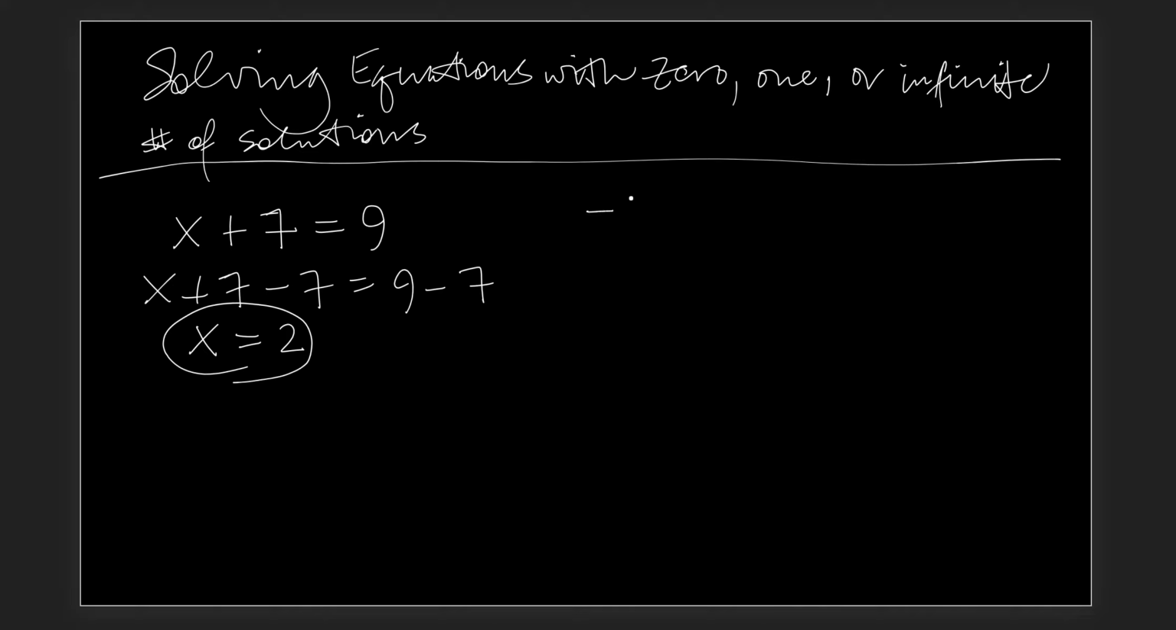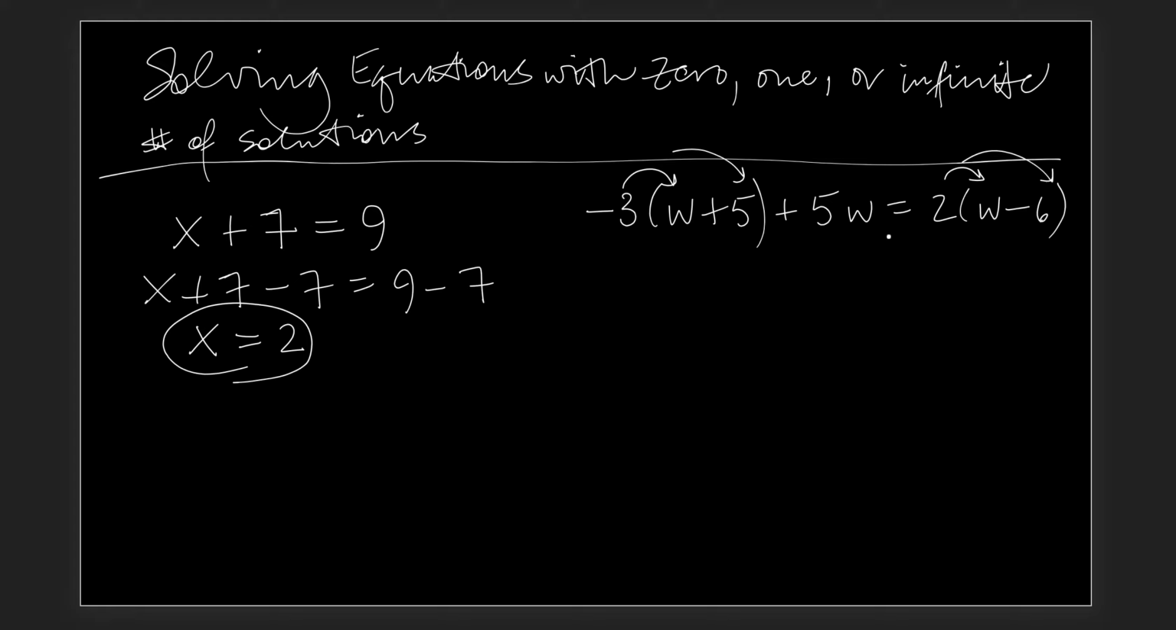So here's an example, negative 3 times w plus 5, plus 5w equals 2 times w minus 6. So the first thing we do is we would distribute this negative 3 to each term inside the parentheses. So we'd have negative 3w minus 15 plus 5w equals 2w minus 12.